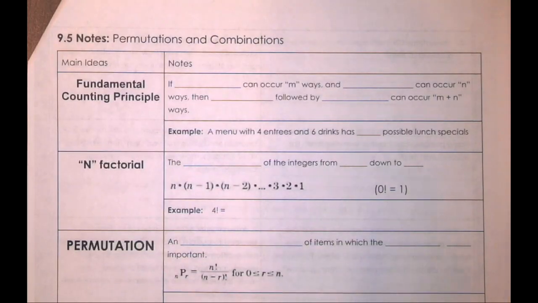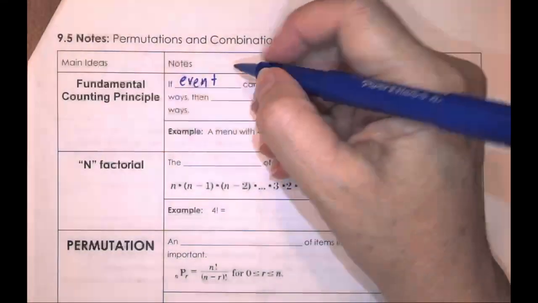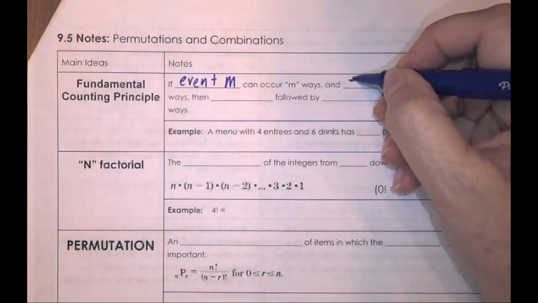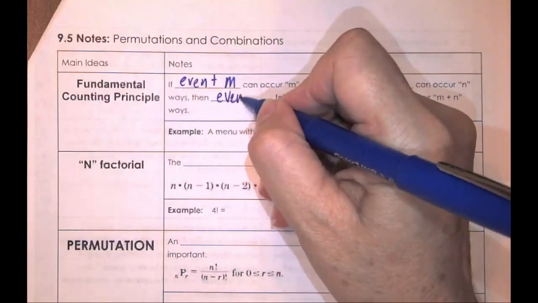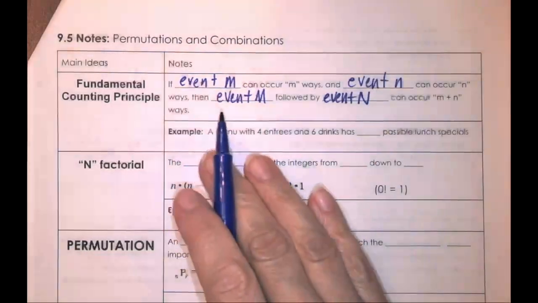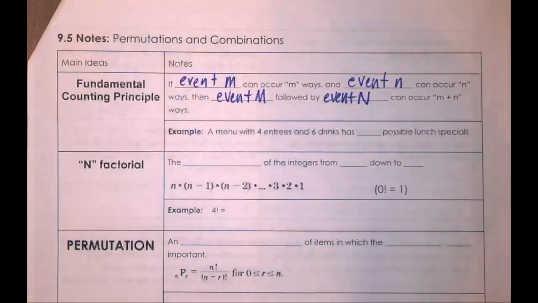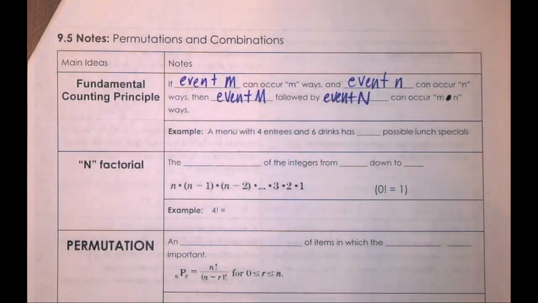So the one we've done so far is the fundamental counting principle, which says that if event M, I think you'll remember doing this, can occur M ways, and event N can occur N ways, then event M followed by event N, that just means they happen in succession, first M, then N, can occur M times N ways. And I apologize, I made a mistake in the notes here. This should be a multiplication symbol, not an add.